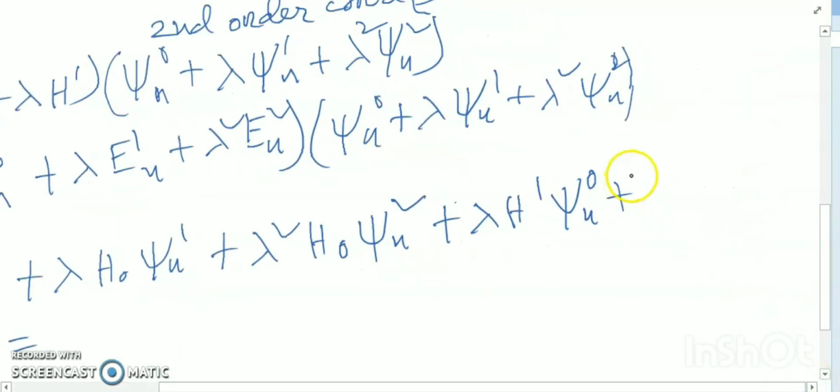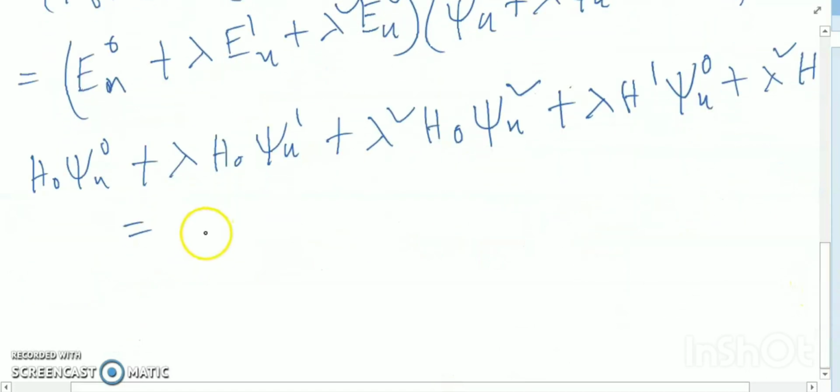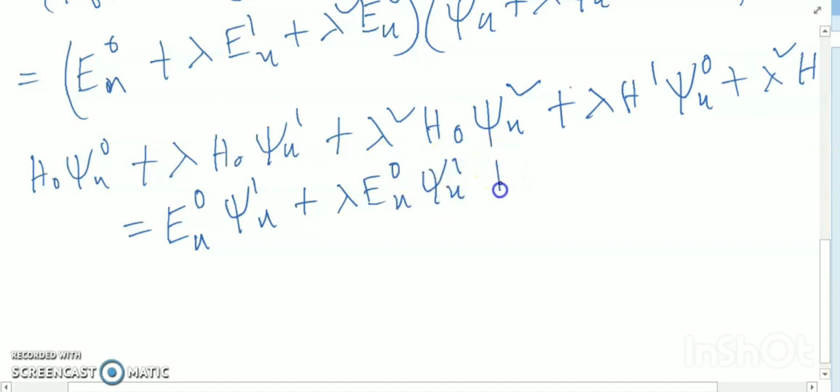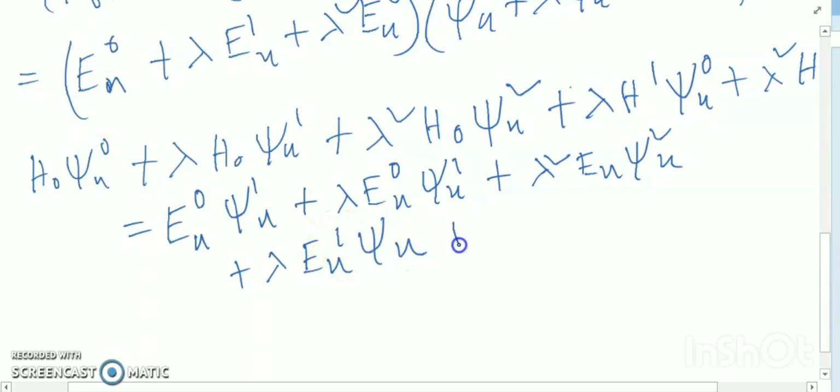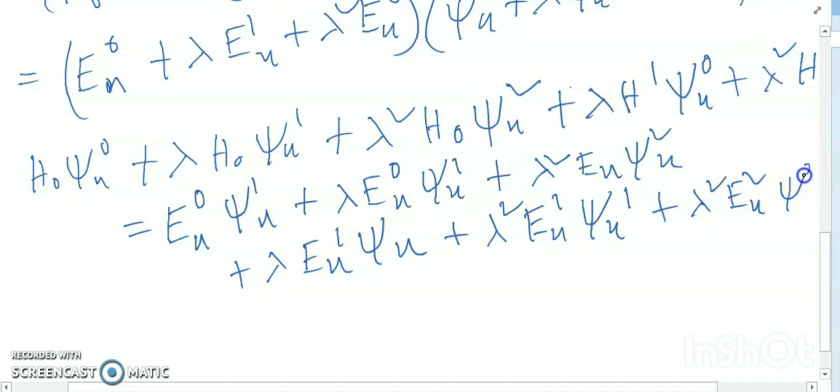plus lambda squared H1 psi n1, and E n0 psi n1 plus lambda E n0 psi n1 plus lambda squared E n0 psi n2, plus lambda E n1 psi n0 plus lambda squared E n1 psi n1 plus lambda squared E n2 psi n0, okay.